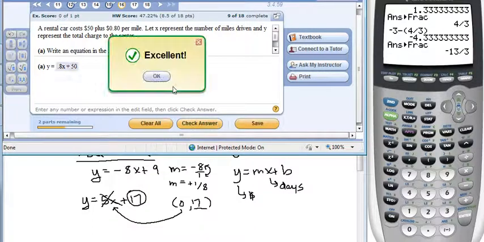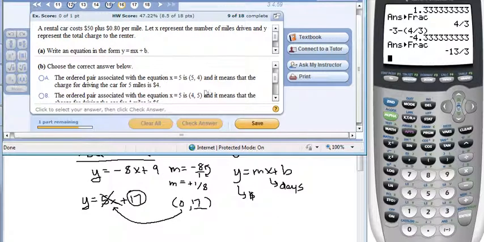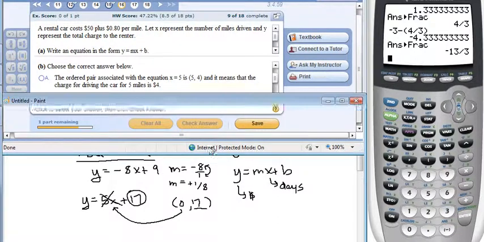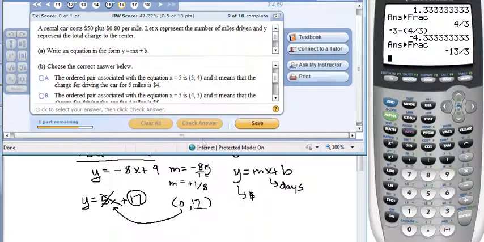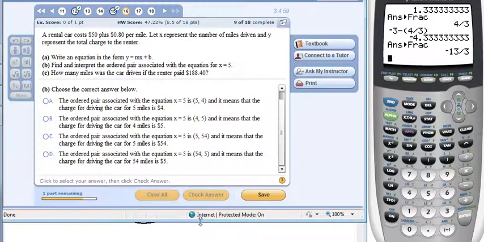Okay, that's what that's telling me. Let me drop this. Oops, that was the wrong one. Where am I? Right here. Choose the correct answer below. Sometimes you have to go back up in here and read the question before you can pick. Sometimes they don't rewrite it.